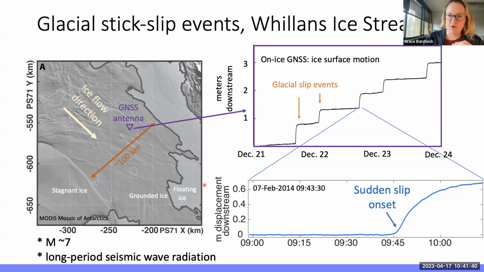And moreover, in some events, sometimes from some parts of the basal fault, so to speak, the fault at the bottom of the ice, there is seismic wave radiation from certain parts of the fault during these slip events. I'm not going to focus on that during this talk, but we can come back to it if people are interested because it's kind of cool.